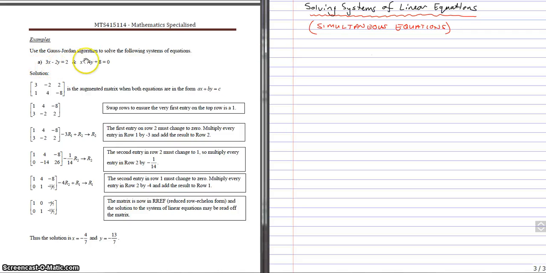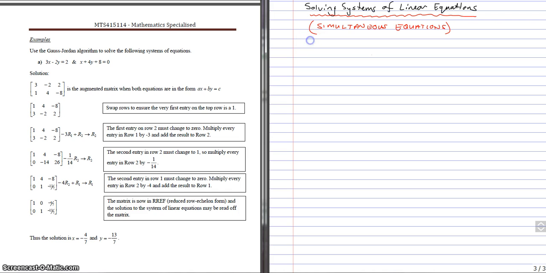So let's look at solving this system of linear equations using the Gauss-Jordan algorithm. Essentially, we've got some simultaneous equations. Now the first thing we want to do is to make sure each of the equations has our x and y terms on the left hand side and our constant terms on the right hand side. Now you notice that's the case in the first one that we have here, but not in the second.